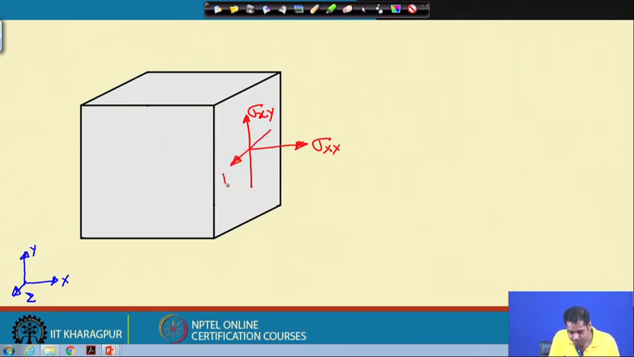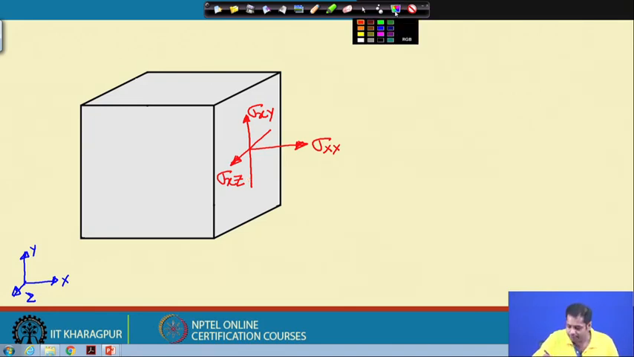And then we have another stress component like this. This is sigma xz. So, this is acting on a plane perpendicular to the x direction, and the direction of the stress is in the z direction. Let us do it for the other planes.